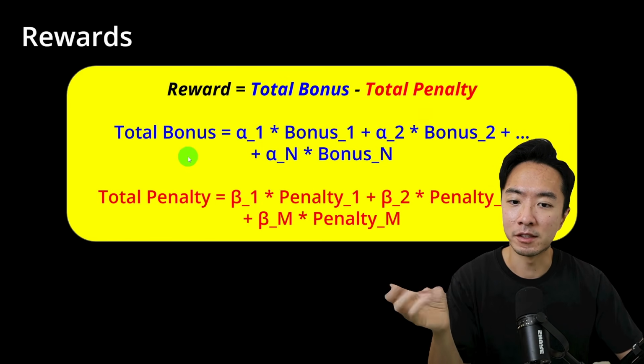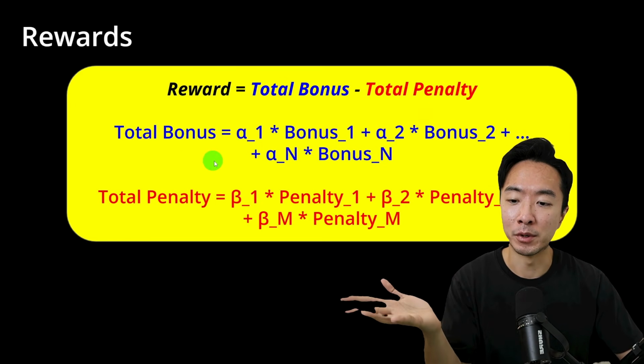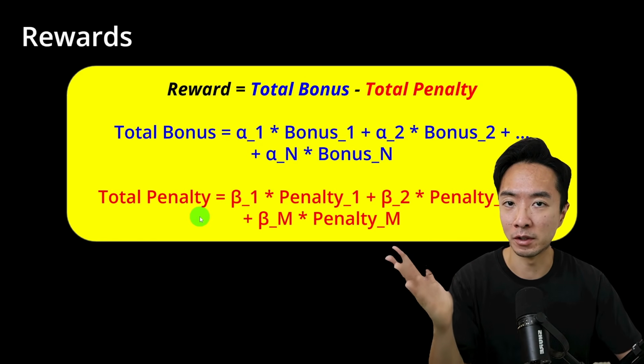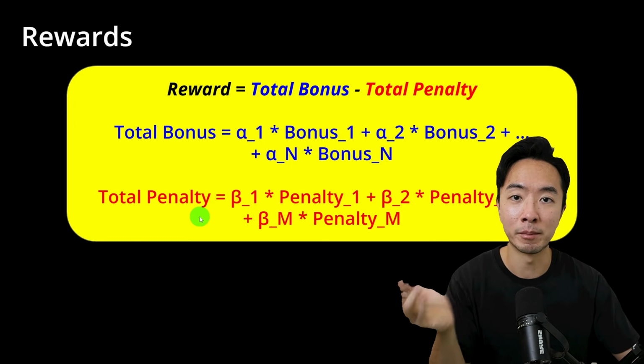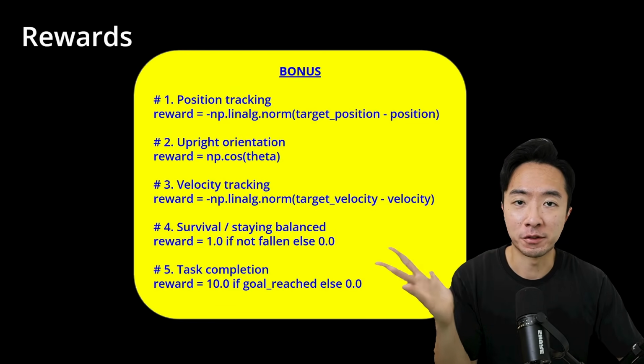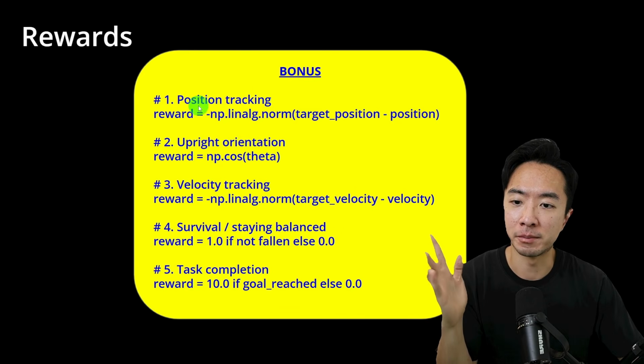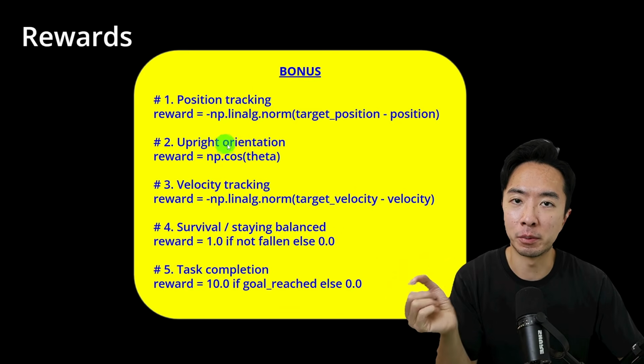So for the bonus, you could have as many as n bonuses and up to m penalties. So when you add them all up, you could weigh the different contributions for each one to see which one you want to have more impact on. Now for bonuses, there's a lot of different things you could count as a bonus. You could do something like position tracking. You could do upright orientation.